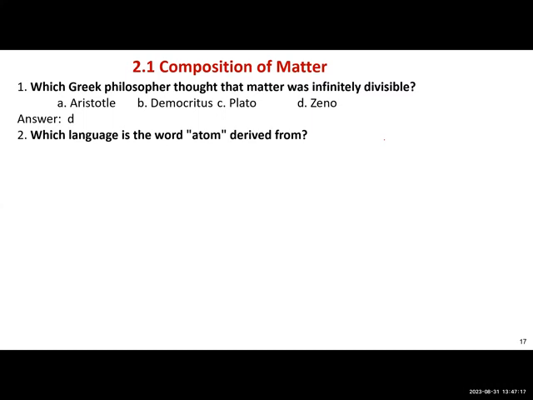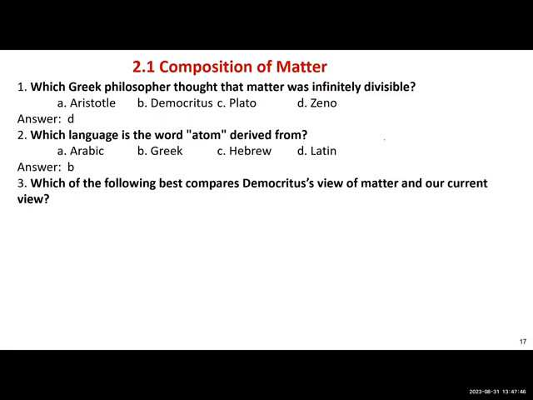Which language is the word atom coming from? It comes from Greek. Aristotle or Socrates came up with the idea that matter is made out of the smallest particle, indestructible, that cannot be destroyed. That's atom. Answer is B. Greek philosophers came up with the idea.